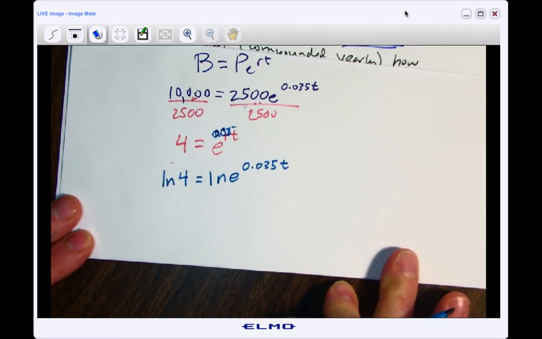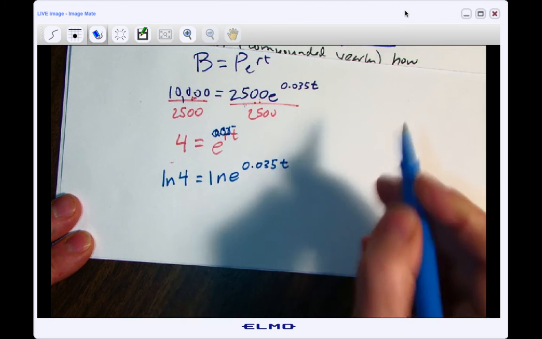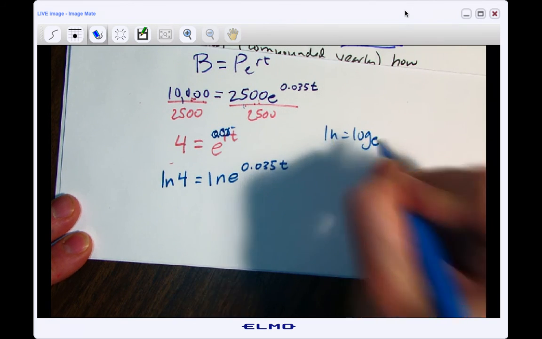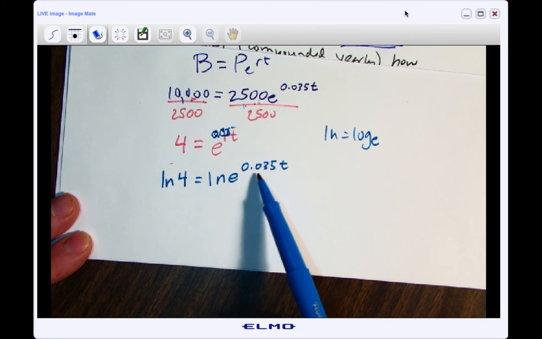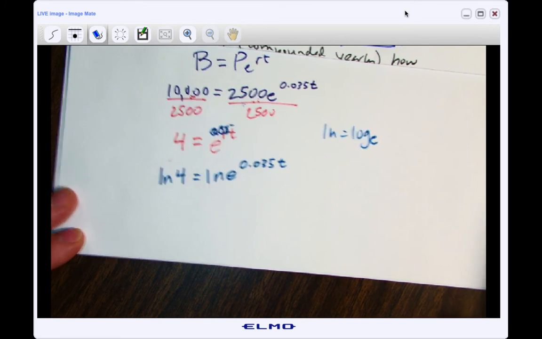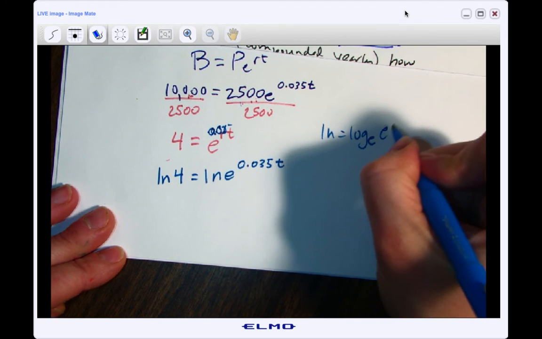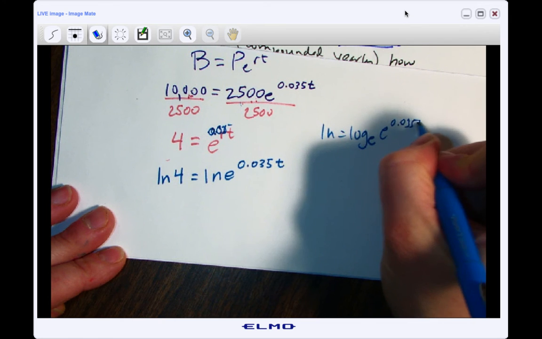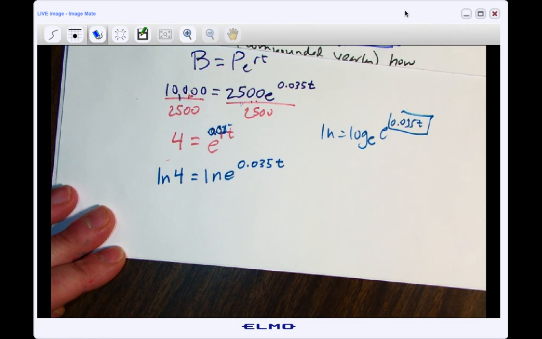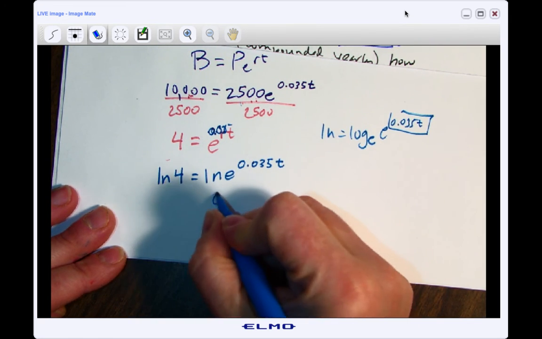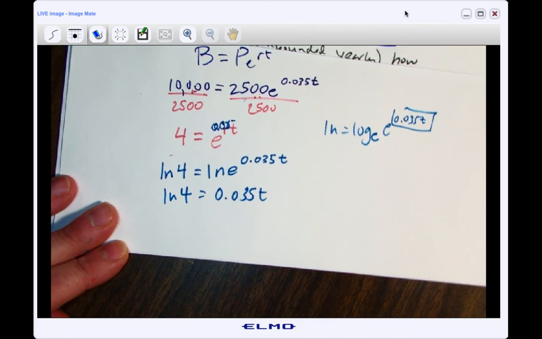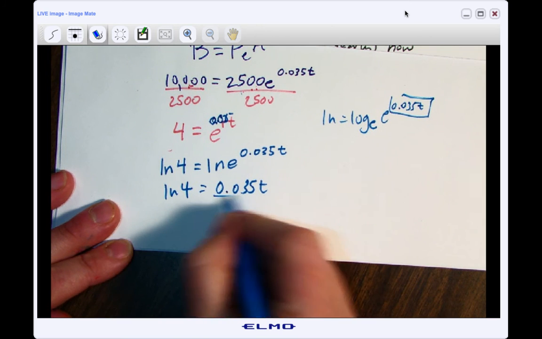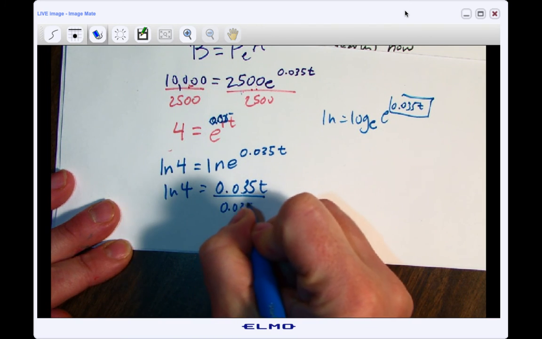And why did I use natural log? Because natural log means log base e. So this says, what number do I need to raise e to, to get e to the 0.035t? It's just this, right? That's how big that number is. So this one's just going to be 0.035t. This one is ln 4, which I don't know what that number is, but the calculator can help me with that later. So I'm just going to leave that alone for now.